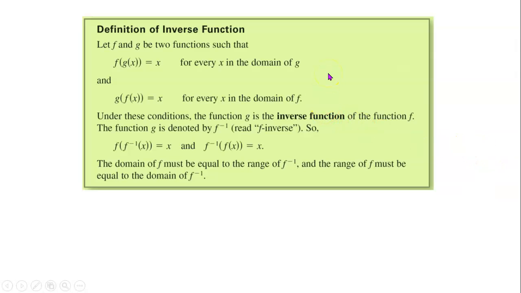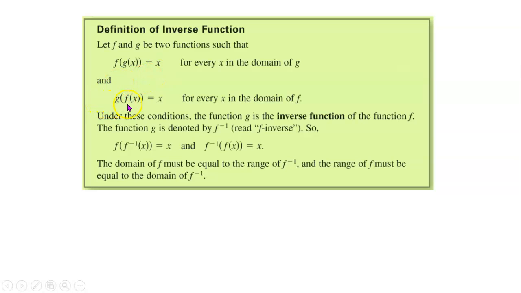Now, what does it mean to be an inverse function? Well, if you've got two functions, f and g, for them to be inverses means that f of g of x equals x for every x in the domain of g. So in other words, start with any x that you are allowed to plug into g, plug it into g, take what you get out, plug that into f, and you should be back where you started.